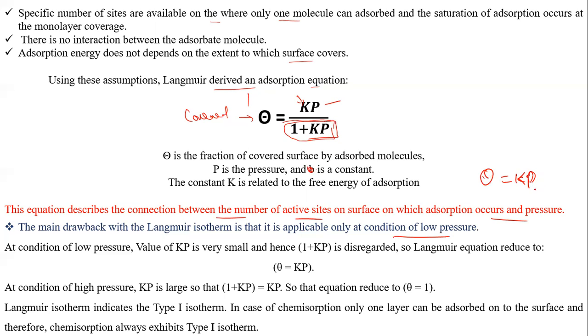If the pressure is very high, then what happens? I cannot neglect this Kp, so the Kp in the numerator and the Kp in the denominator will be equal. So at high pressure, this equation will follow and phi will be equal to 1. So the Langmuir isotherm indicates a type 1 isotherm. In the case of chemisorption, only one layer can be adsorbed on the surface, and therefore chemisorption always exhibits a type 1 isotherm. Later on, we will see what kinds of isotherms we can get.